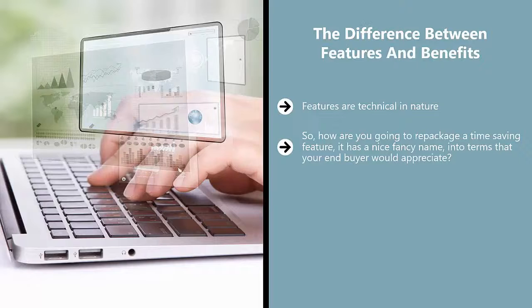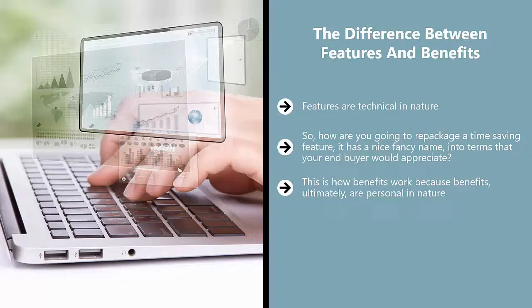So, how are you going to repackage a time-saving feature that has a nice fancy name into terms that your end buyer would appreciate? You talk about spending more time with their children. You talk about being able to do more with less money and living life to the fullest. This is how benefits work, because benefits, ultimately, are personal in nature.